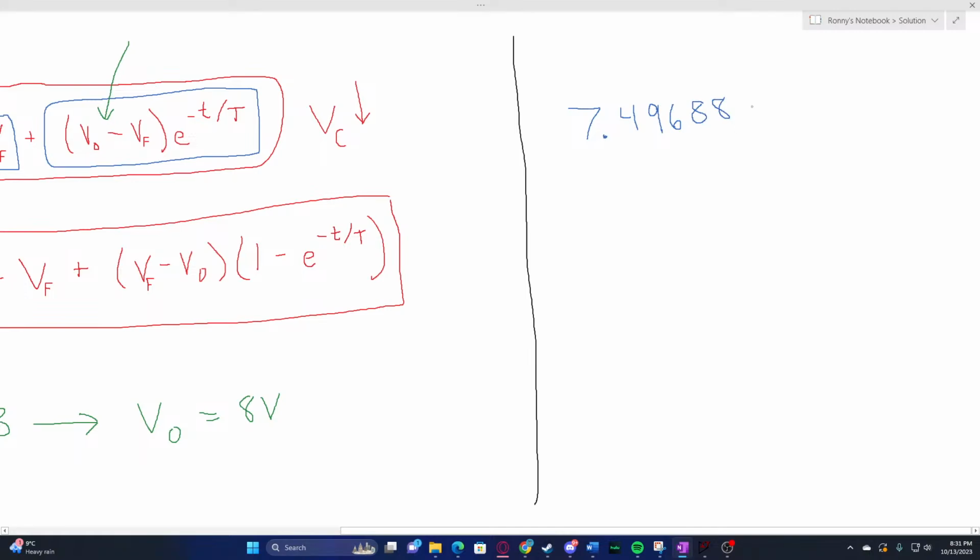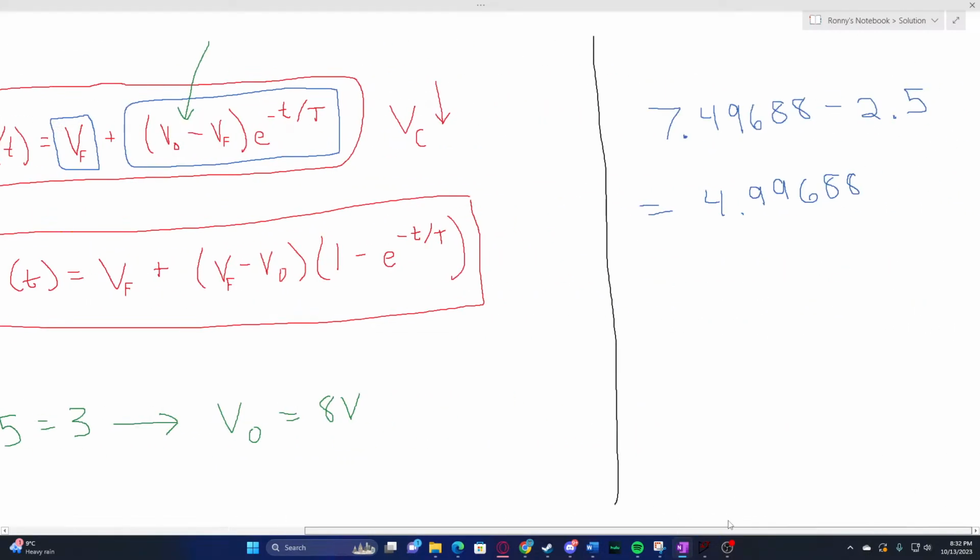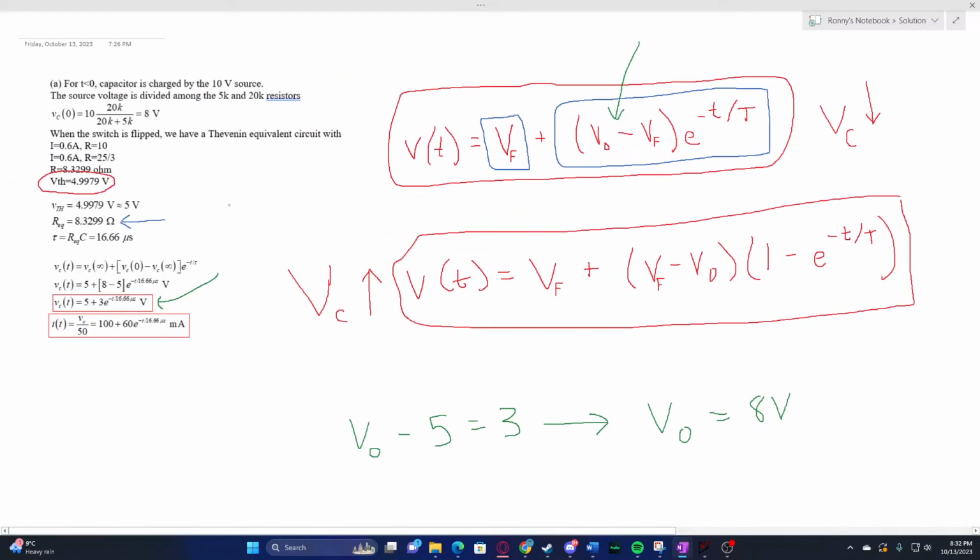7.49688, and you minus 2.5, you get about 4.99688, and they were getting about 4.9979. I know that's not really that close, but I guess if you did round this up, you would get 4.997. I don't know how they get that. I don't think that's right.